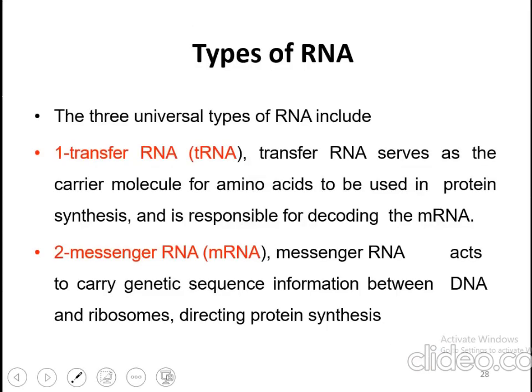Now, what are the different types of RNAs? Dear students, on the basis of the different functions they perform, a variety of RNAs are present, but there are three major, or three universal, types of RNAs. These include transfer RNA, represented by tRNA.